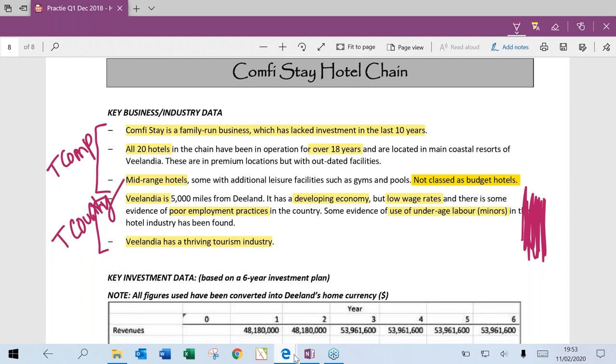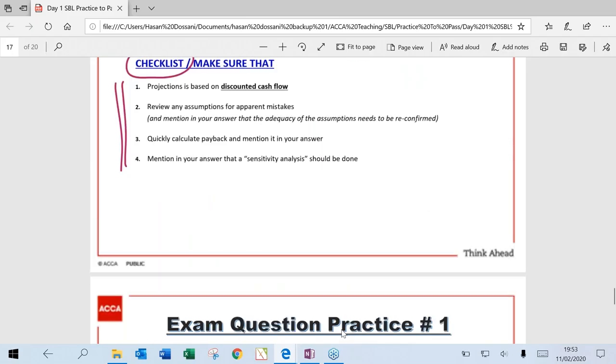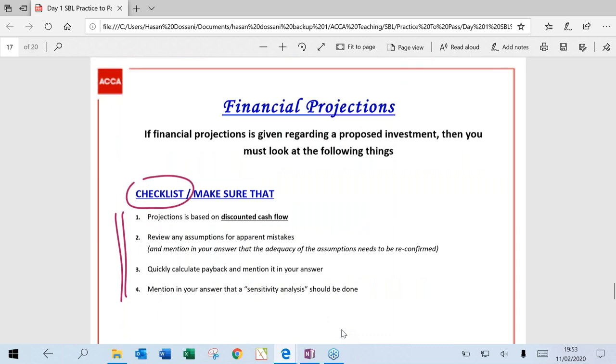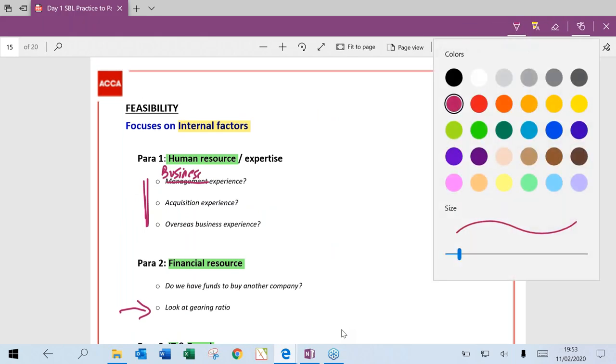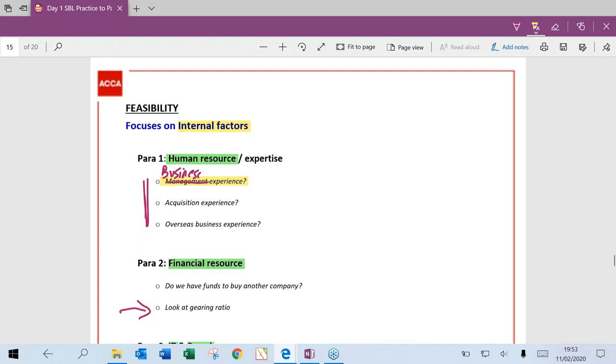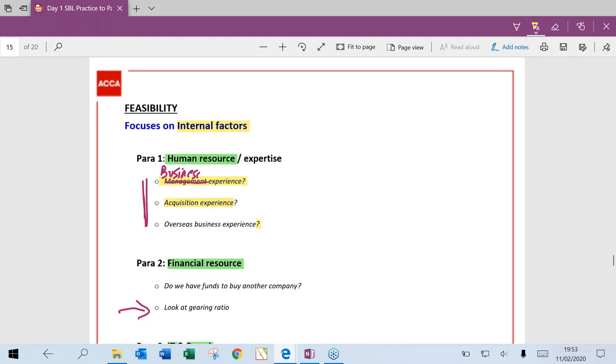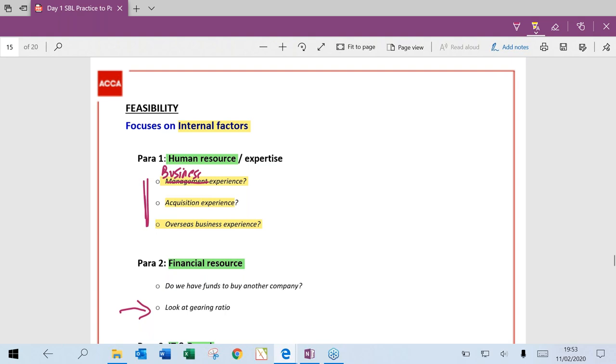So in human resource, if you recall, what do we look at? We look at these three things: whether we have business experience, whether we have acquisition experience in the past, and whether we have overseas business experience. Does Highlight have business experience? Absolutely yes. We are the market leaders in our country. So definitely there is no doubt that we have the expertise and the competencies to manage a hotel business.